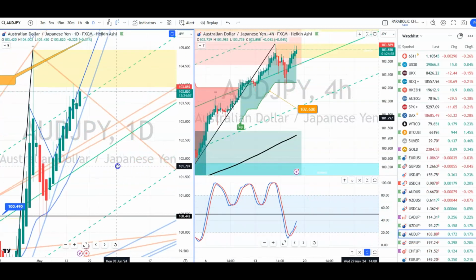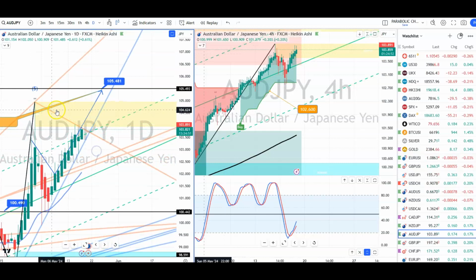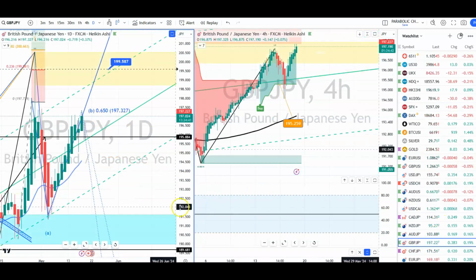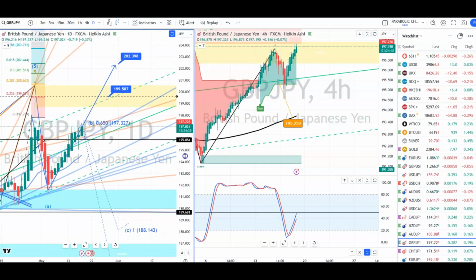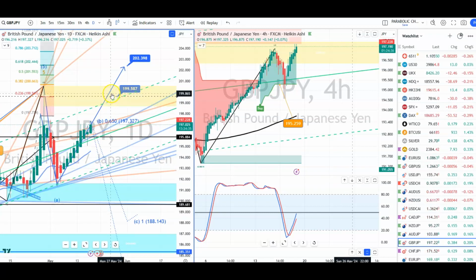Aussie yen, of course, doing exactly the same. Now, this is not so good because obviously you don't want to enter now because of the liquidity zone here and a possible double top. Heading for 105.48, I'll bring it down slightly to 104.90. Pound yen into a wave 5 ABC pattern. So I mentioned this previously, going up to 99.58.